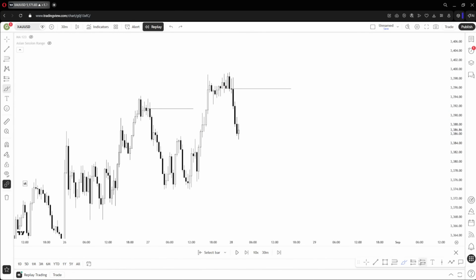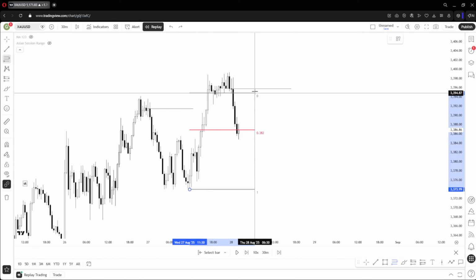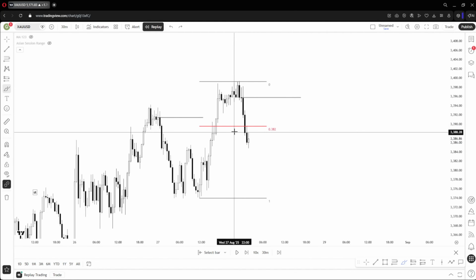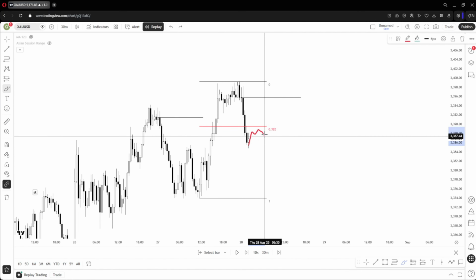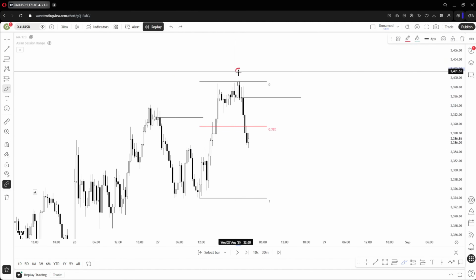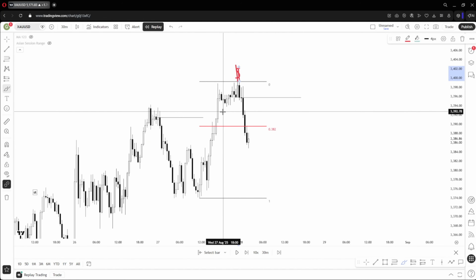As you can see at this point, we have a deeper pullback, not into the 3/8 level, but this is still valid because we never closed below the specific higher time frame POI. So this is still valid for buys and it's probably going to go higher above this high where most people have their stop losses after this market shift. So let's see what's going to happen.